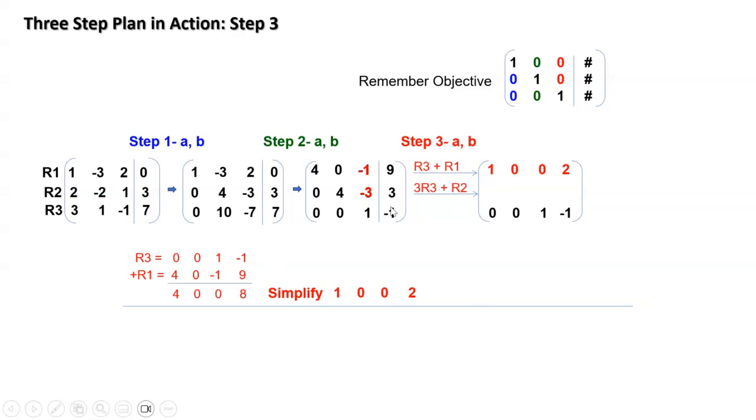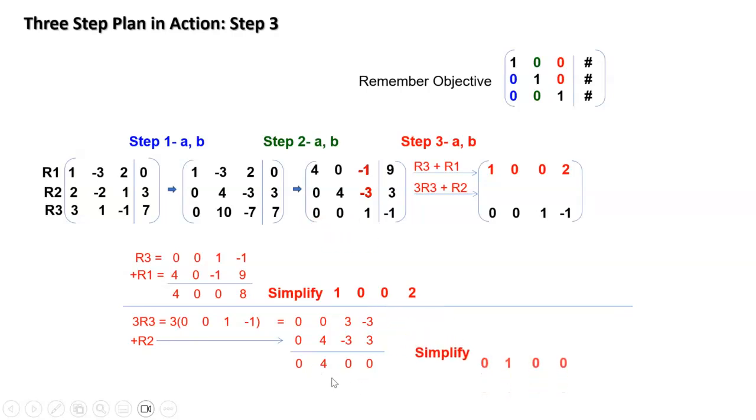And then for the second part in step 3, we're going to multiply 3 times row 3, which will give us 0, 0, 3, -3. Then I'm going to add it to row 2. This gives us 0, 4, 0, 0. This can be simplified. We divide everything by 4, so it's going to give us 0, 1, 0, 0. That's my new row 2.